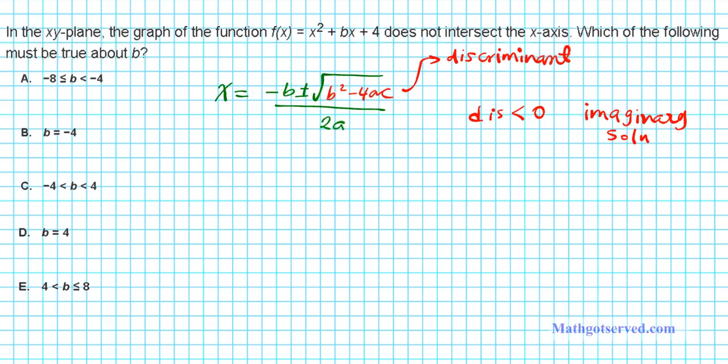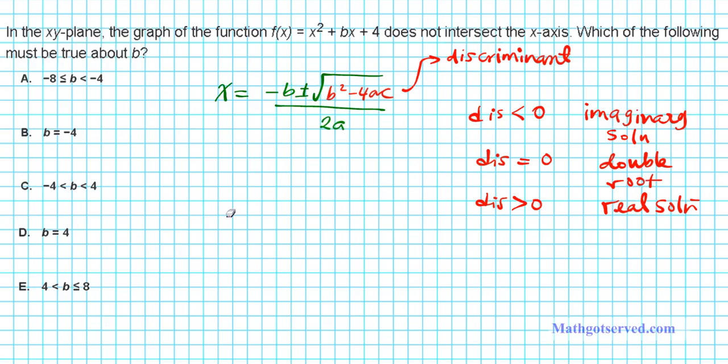If the discriminant is equal to 0, you have a double root. And if the discriminant is greater than 0, you have two real solutions. This can be broken further into rational and irrational, based on the value of the discriminant. Is it a perfect square or not? Now, since the graph does not intersect, we have imaginary solutions, so the discriminant must be less than 0.